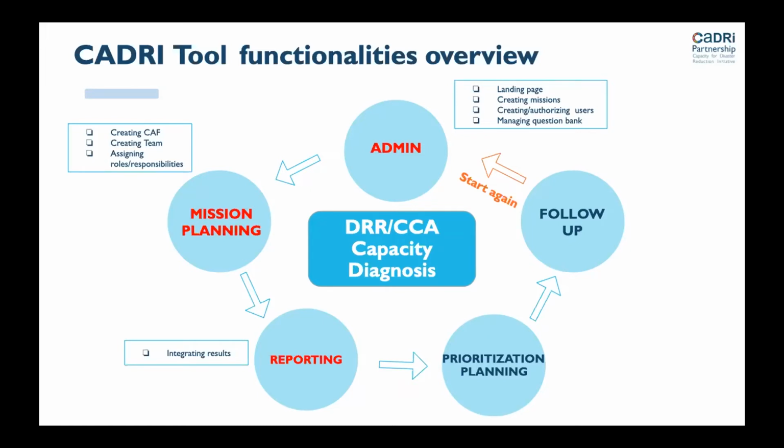What you see in red is the components of the tool that we have developed so far. We are planning to develop the next components, which is prioritization planning, meaning the recommendations: how do we decide which ones to implement first, and based on what criteria? We normally do this when we conduct these missions, but we're going to integrate this aspect in the tool. And finally, the final component is the follow-up: how to follow up the implementation of the recommendations.